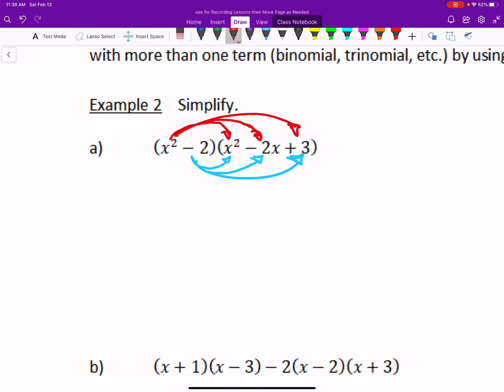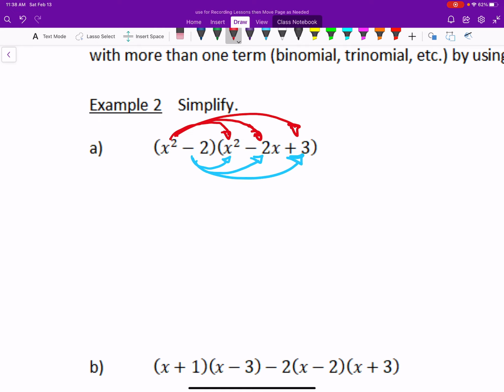Now I'm moving on to multiplying everything by negative 2, representing it with the blue arrows. And so negative 2 times x squared is going to be negative 2x squared. Negative 2 times negative 2x is going to be positive 4x. And negative 2 times positive 3 is negative 6. And again, I'm just using the light blue pen to match up with those multiplications. But really, it doesn't matter what color the pen is.